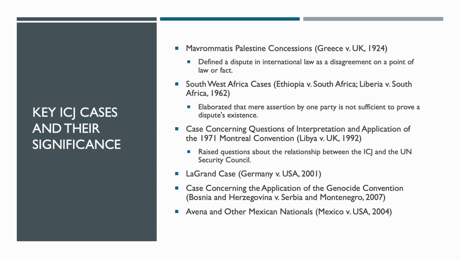LaGrand case, Germany versus US, 2001. This case established that the ICJ's provisional measures under Article 41 of its statute are legally binding.